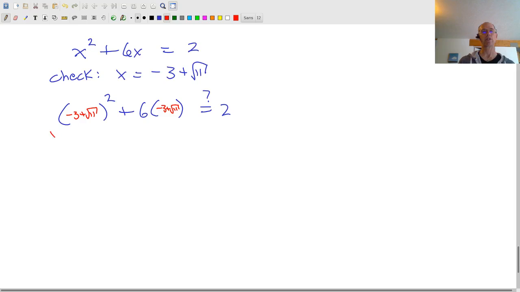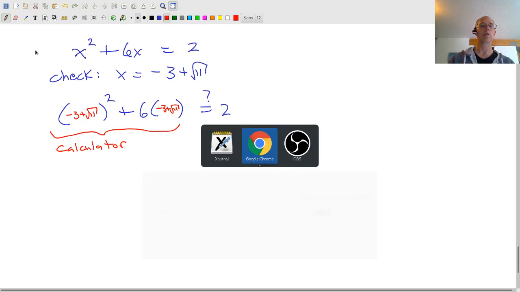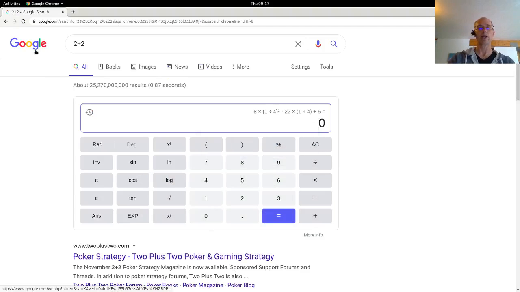And I'm going to ask my calculator, what is that? Could we do this without a calculator? The answer is yes. We did things like this in the last chapter. But I'm going to go for it with a calculator. If you're really curious about doing that without a calculator, give it a try or send me an email asking me to show that. So let's see, we've got parentheses, negative 3 plus the square root of 11.